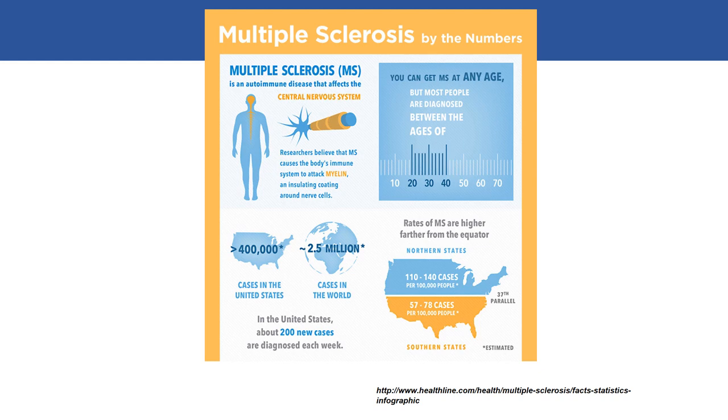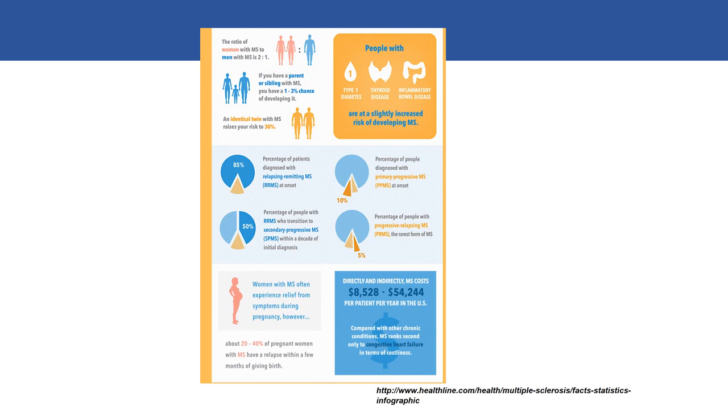You can get MS at any age. There's greater than 400,000 cases in the United States, 2.5 million worldwide, 200 new cases each week. If you live up north in our area of the woods, you have a higher prevalence of getting it. The ratio of women to men with MS is 2 to 1, 2 women for every 1 man. There's a genetic component. Identical twins raises the risk.